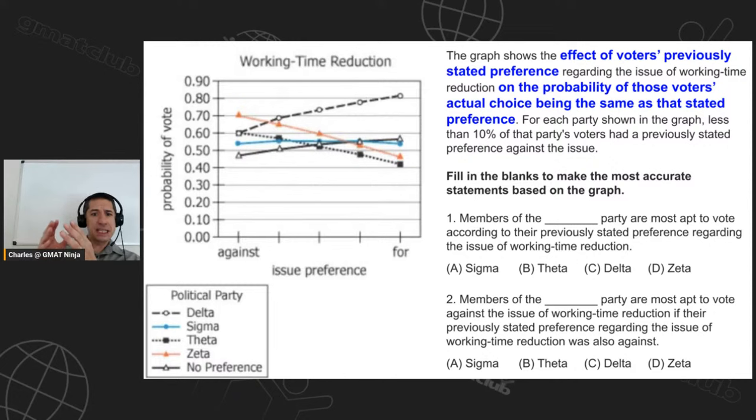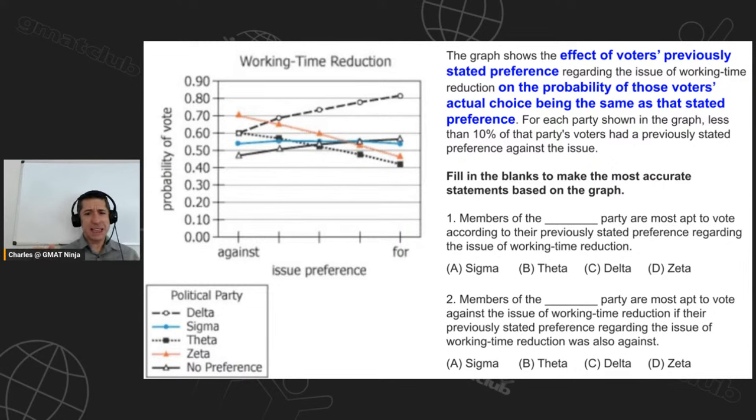I'm just going to keep picking on the zeta party because it's the nicest color that stands out the most. So people whose preference was they were going to vote 4. Okay, you look up the graph. Looks like it's 45% or so of them, the probability that they would vote the same way, that they would vote for it, 45% chance that they would vote for it if their previously stated preference was 4.